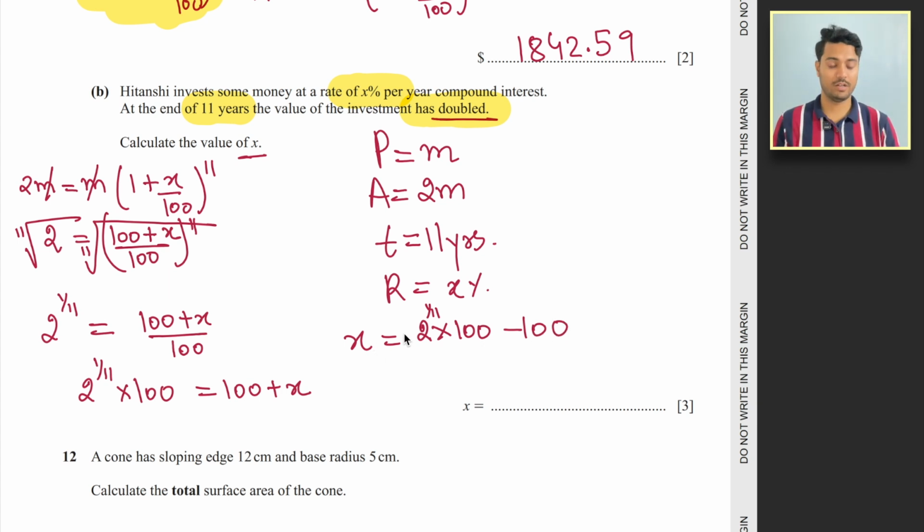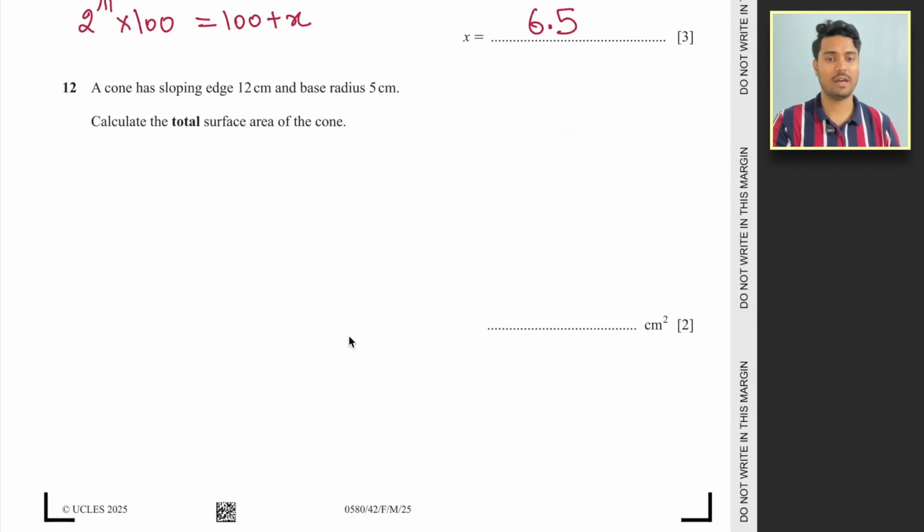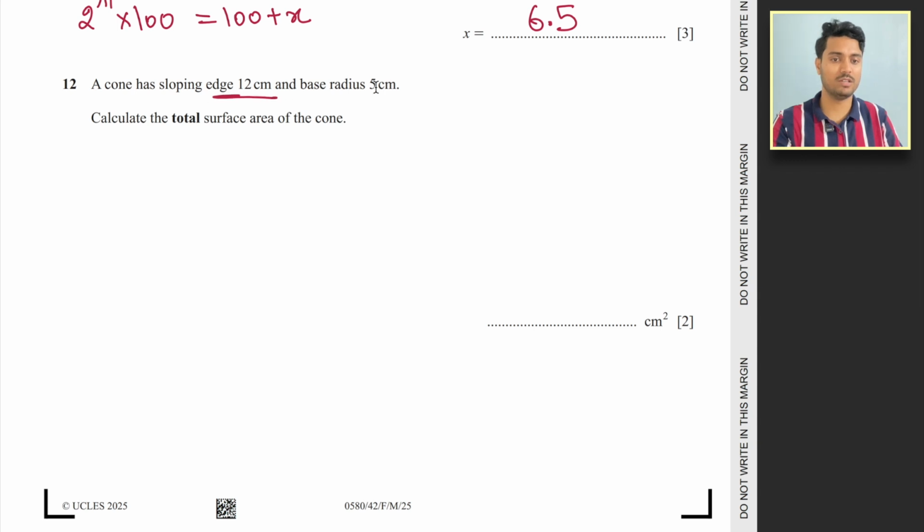Do this calculation in the calculator. So 2 raised to 1 upon 11, multiplied by 100, and whatever the answer is, subtract 100, and you will get 6.5, and that's the answer, 6.5041. So if we write it correct to 3 significant figures, the answer should be 6.5. Let's move on to question number 12. It says a cone has a sloping edge of 12 centimeters and a base radius of 5 centimeters. Calculate the total surface area of the cone. So let's see this.